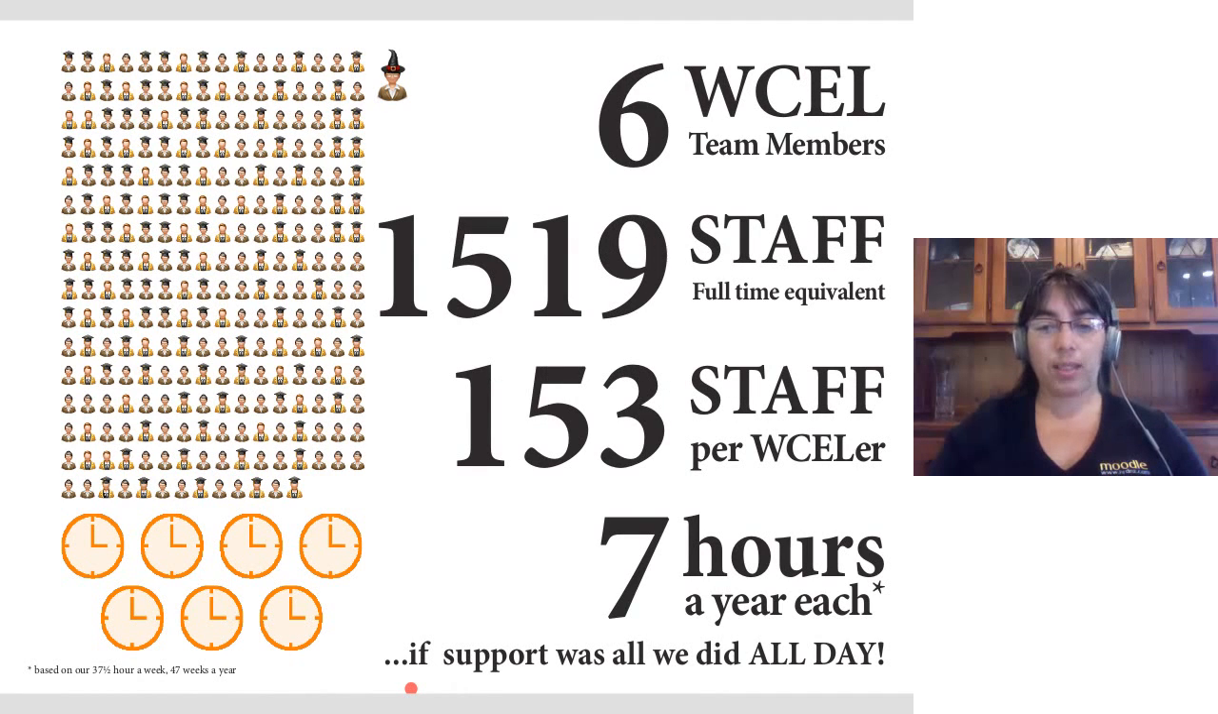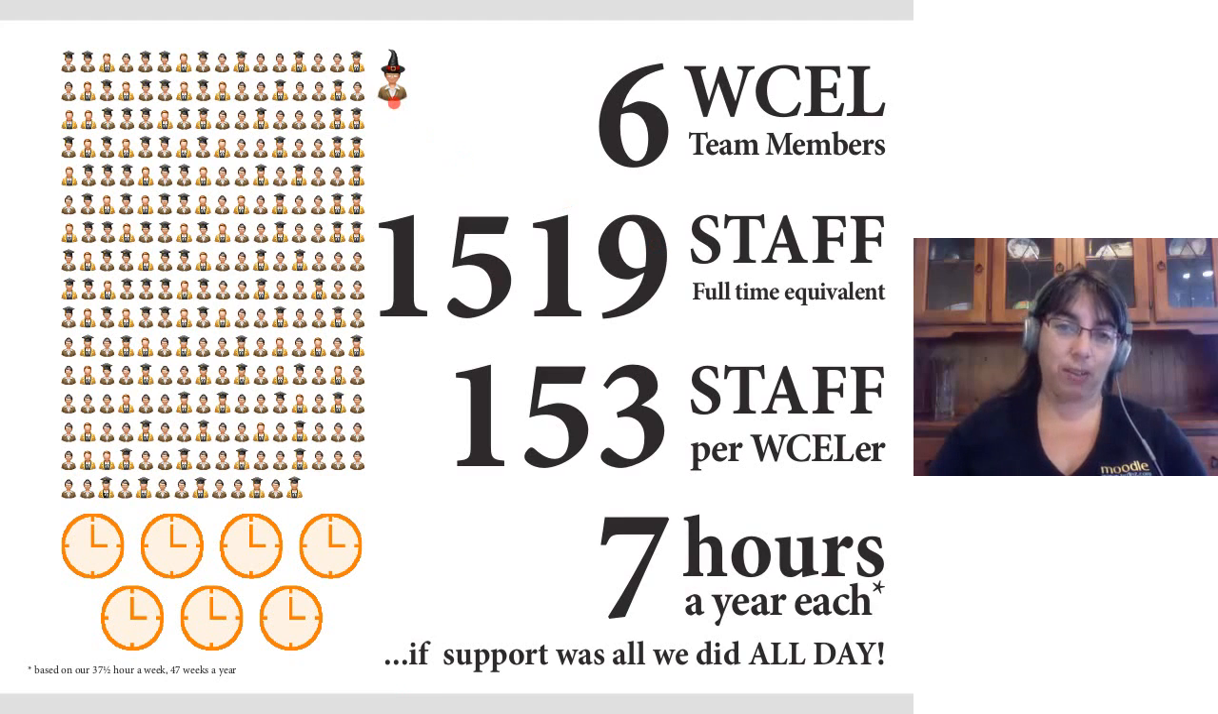So this will answer Richard's question about how many staff we have. And interestingly enough, I got the calculator out and started going a little bit crazy with stats, as you'll soon see. So there are 6 whistle staff members and 1,500 full-time equivalent staff. So that's not actual people, that's full-time equivalents. Now, I worked out that that's 153 staff members per whistle team member.